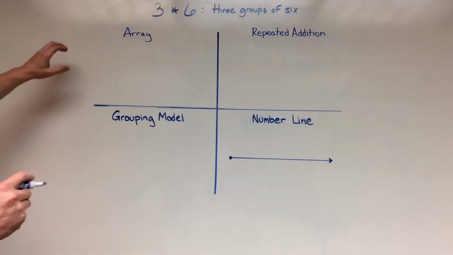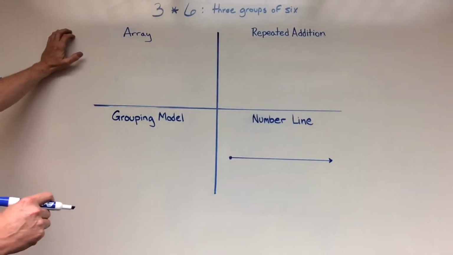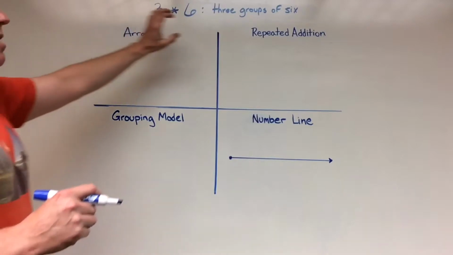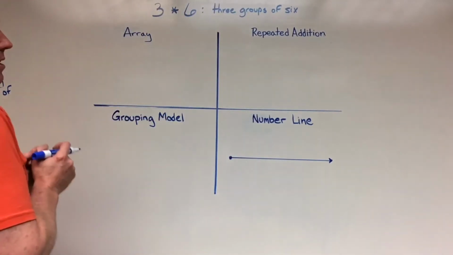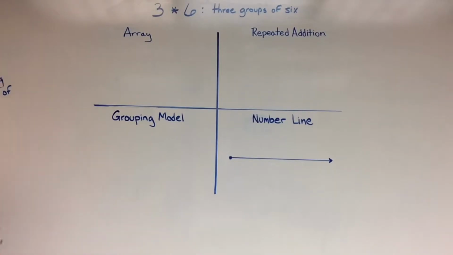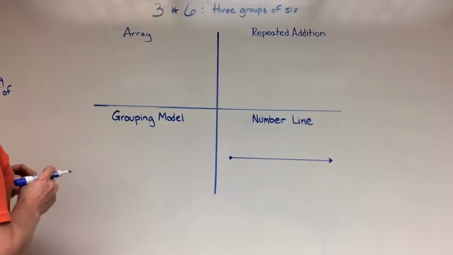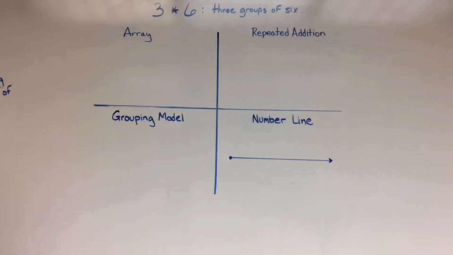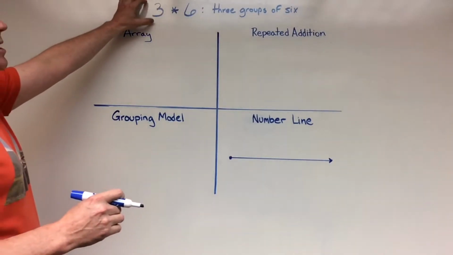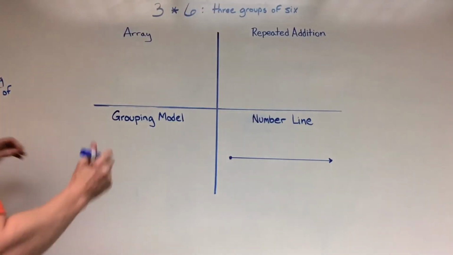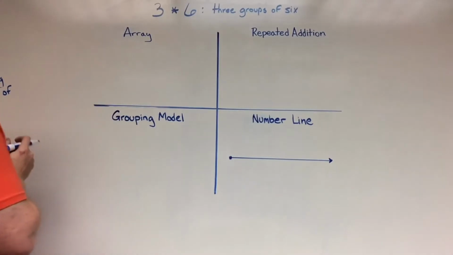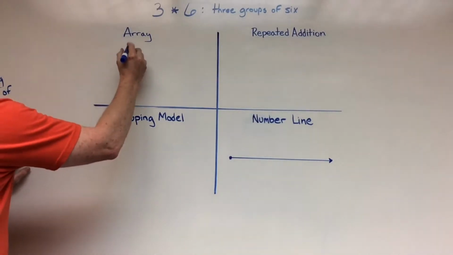Now, we can model multiplication in 4 different ways. We have an array, we have repeated addition, we have grouping models, and we have a number line. All right, so for an array, we use rows and columns. Rows go side to side, columns go up and down. Because 3 times 6 interprets as 3 groups of 6, then I will have 3 rows of 6.